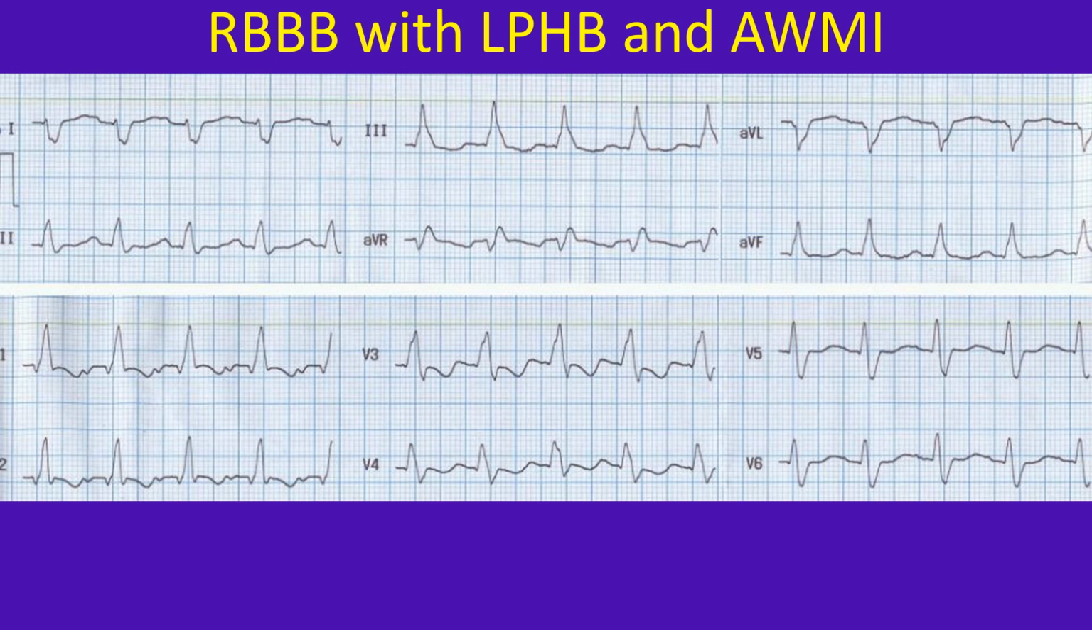Left posterior hemiblock is the rarest of the fascicular blocks as it is spared in most cases due to dual blood supply. For the same reason, left posterior hemiblock carries a poorer prognosis. Since the left posterior fascicle is a broad fascicle compared to the anterior fascicle and has dual blood supply, it is involved only in more extensive myocardial infarction. This would mean more severe left ventricular dysfunction.